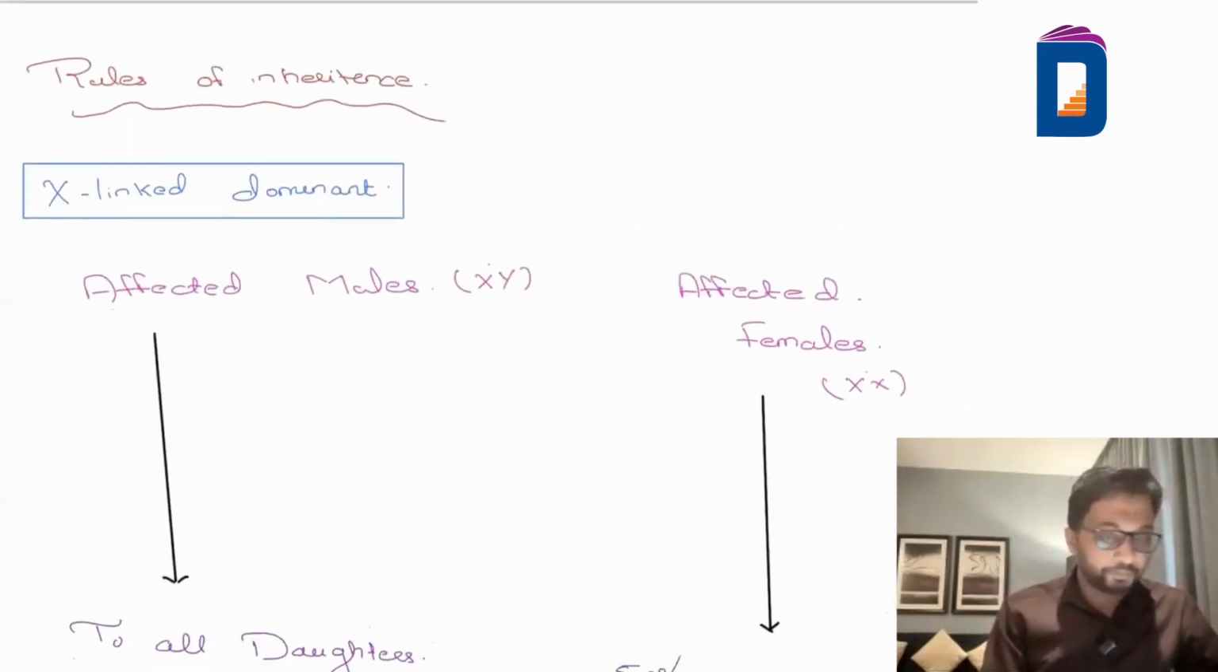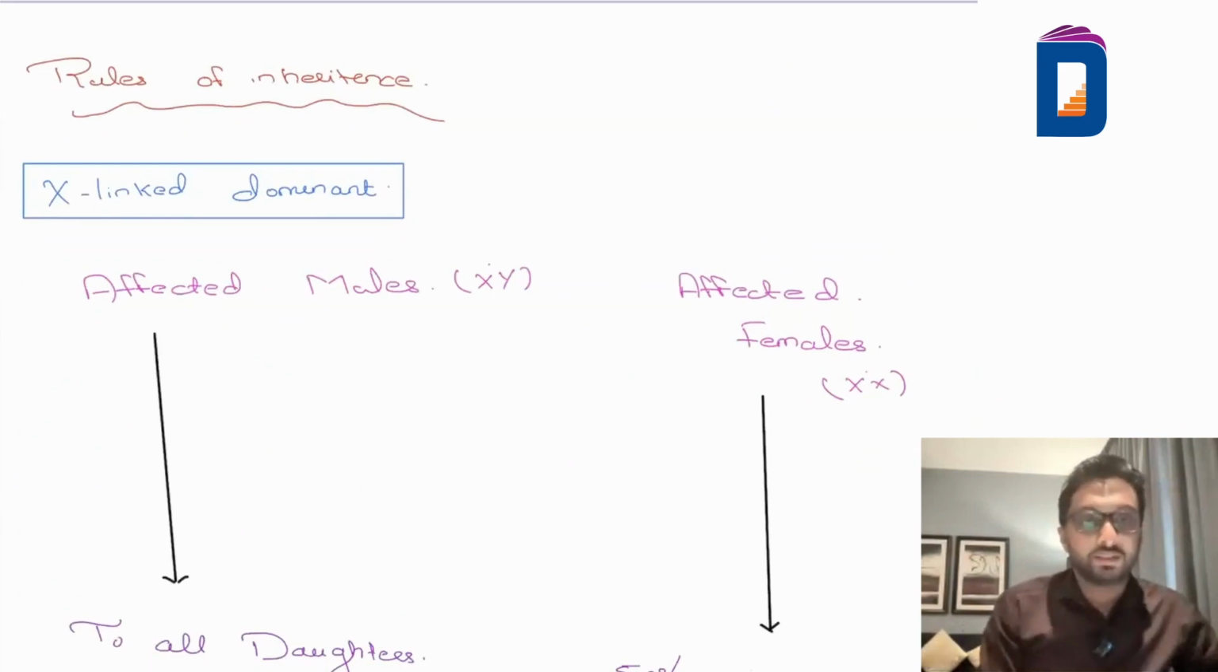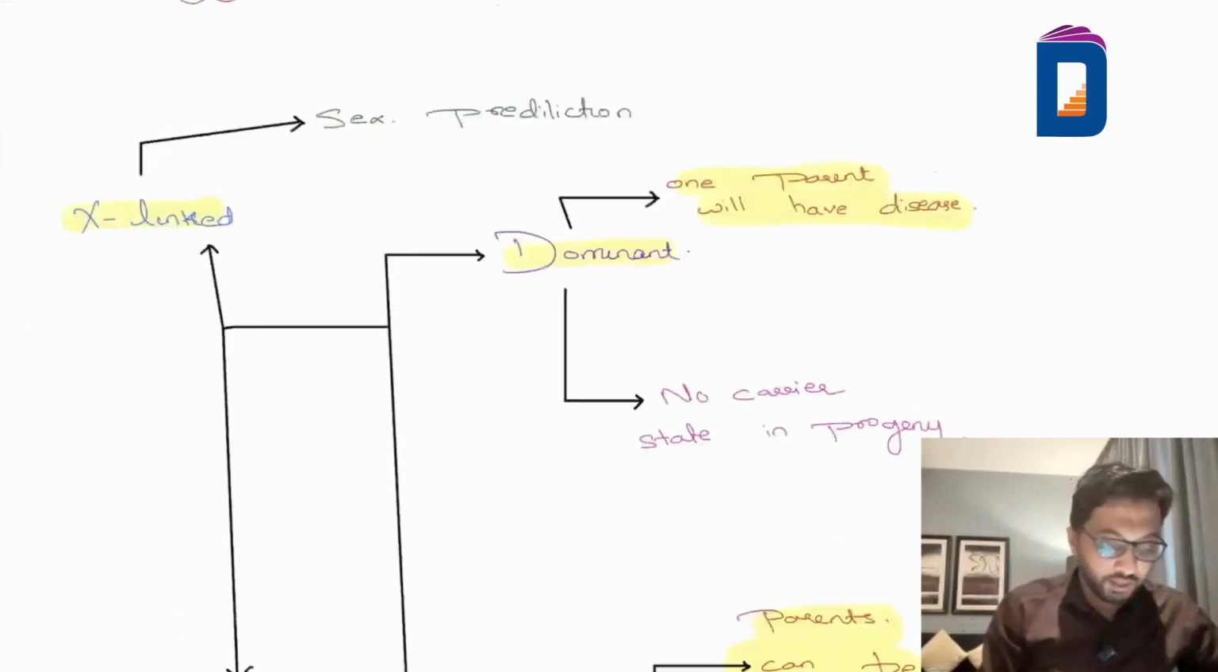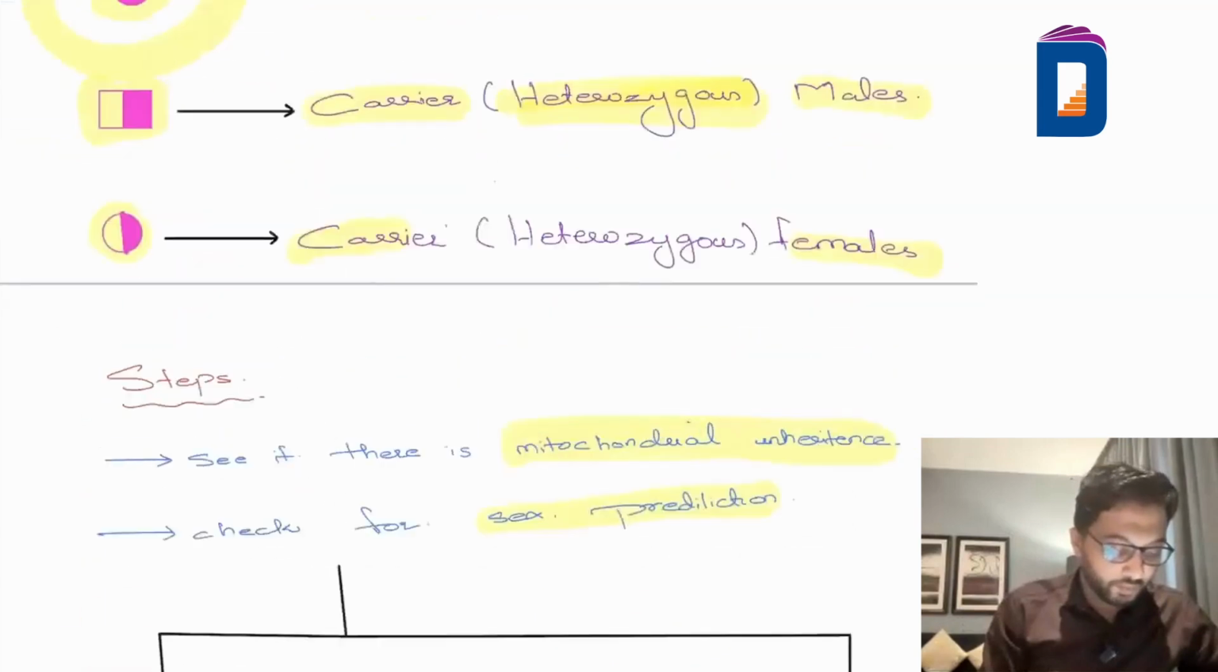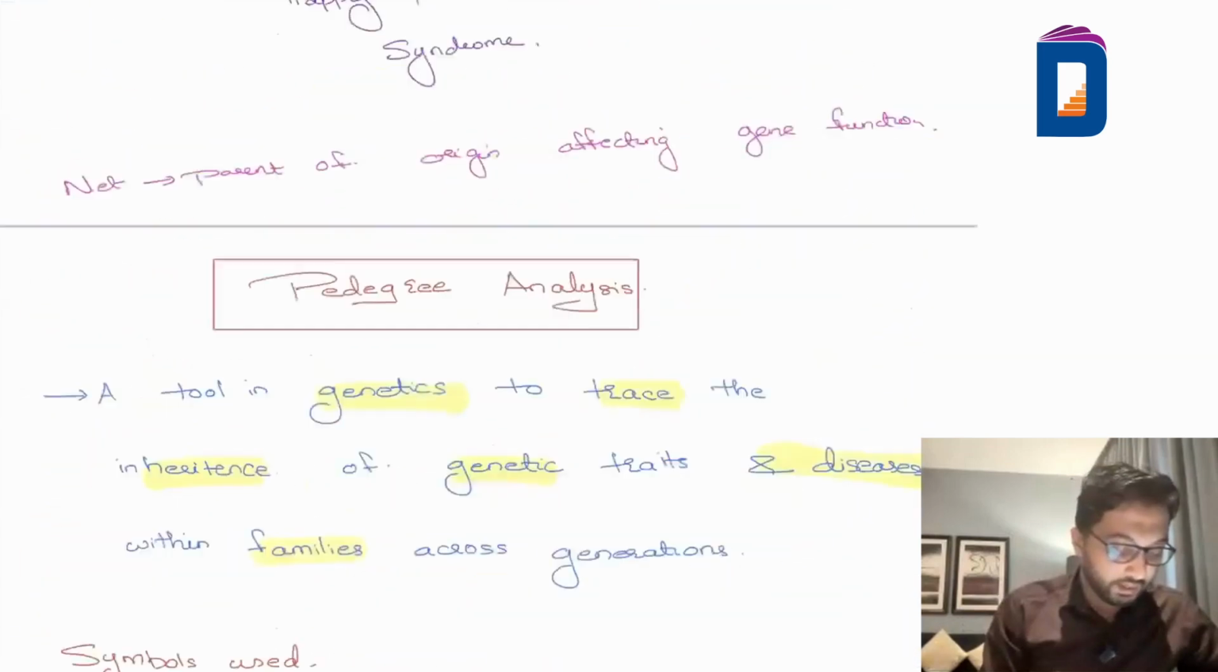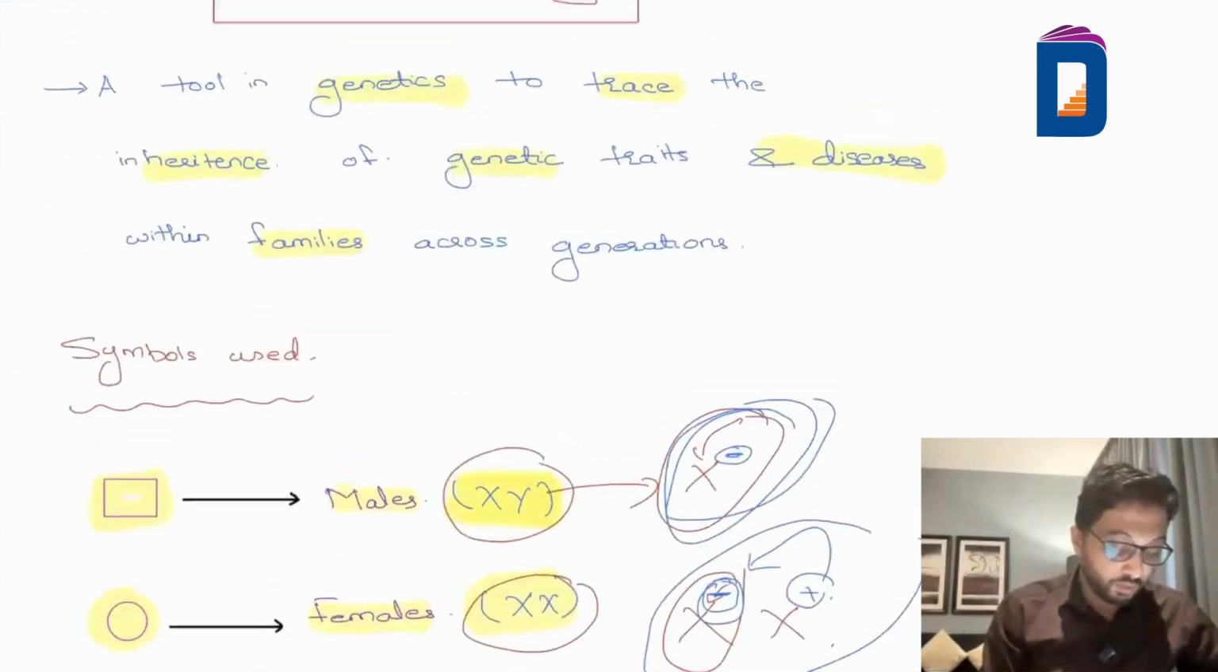Okay, now let's come to the rules of inheritance. We study the rules, now we'll understand it better, in fact. I'll just quickly repeat it. I want you to have a clear idea here.